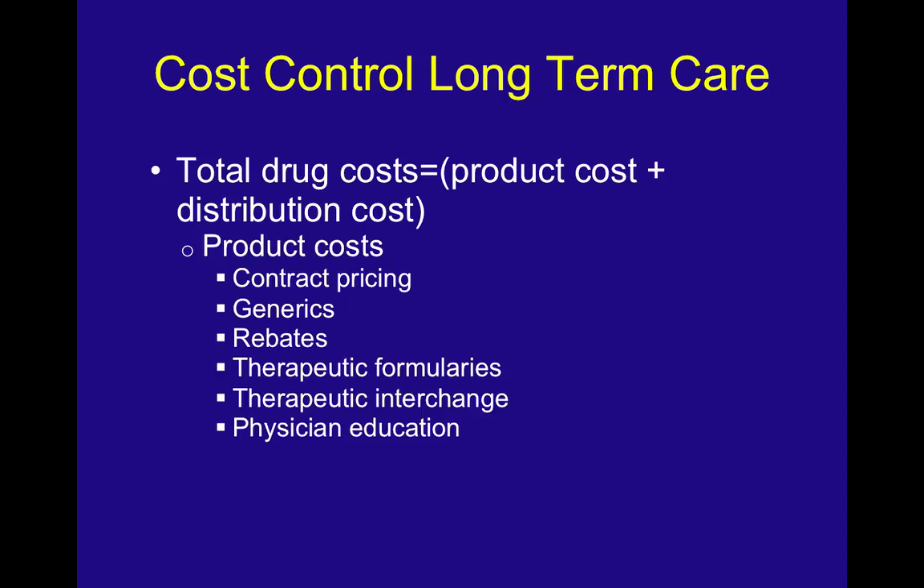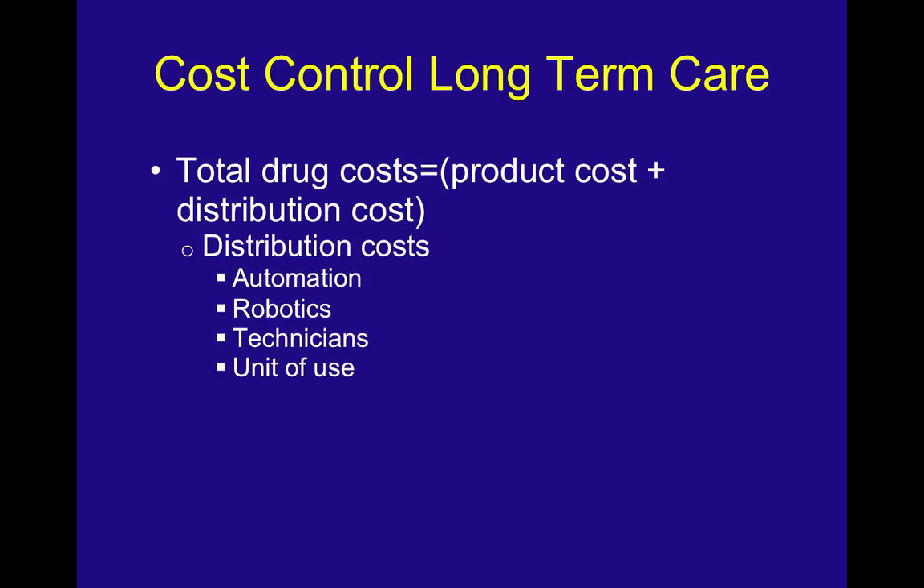You can do therapeutic interchanges. For example, you may have the statin of choice that you would substitute, or the PPI of choice to help control cost. And then the other thing is physician education, making sure they understand what are the better medications to use that are going to be clinically effective and also cost effective.